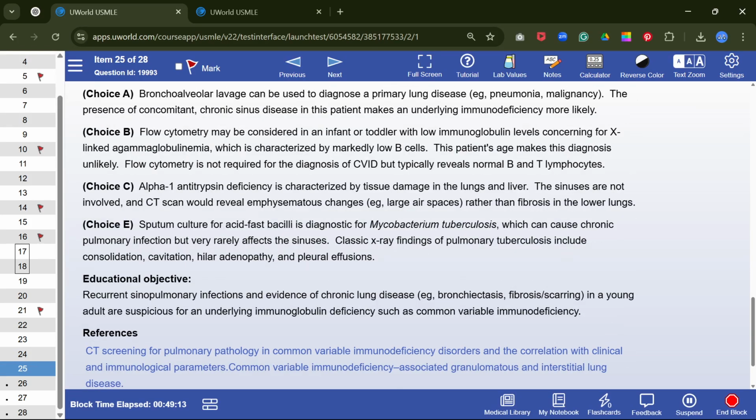Alpha-1 antitrypsin deficiency is characterized by tissue damage in the lungs and liver. The sinuses are not involved. CT scan would reveal emphysematous changes, large air spaces, rather than fibrosis in the lower lung. Sputum culture for acid-fast bacilli is diagnostic for Mycobacterium tuberculosis, which can cause chronic pulmonary infection, but very rarely affects the sinus. Classic X-ray findings of pulmonary TB include consolidation, cavitation, hilar adenopathy, and pleural effusion. Okay.